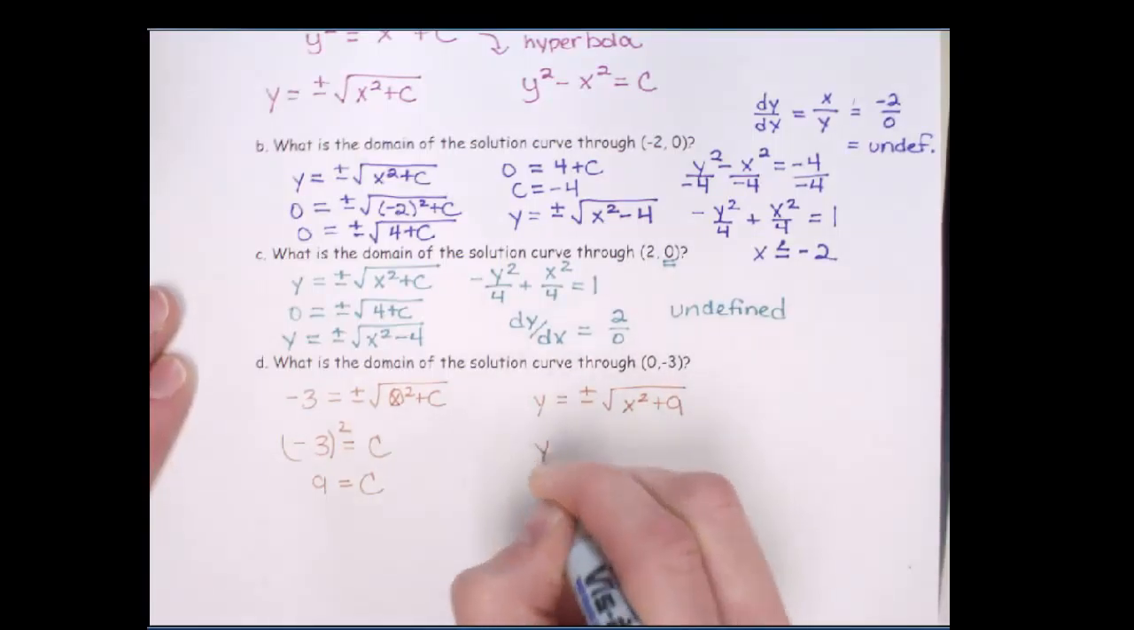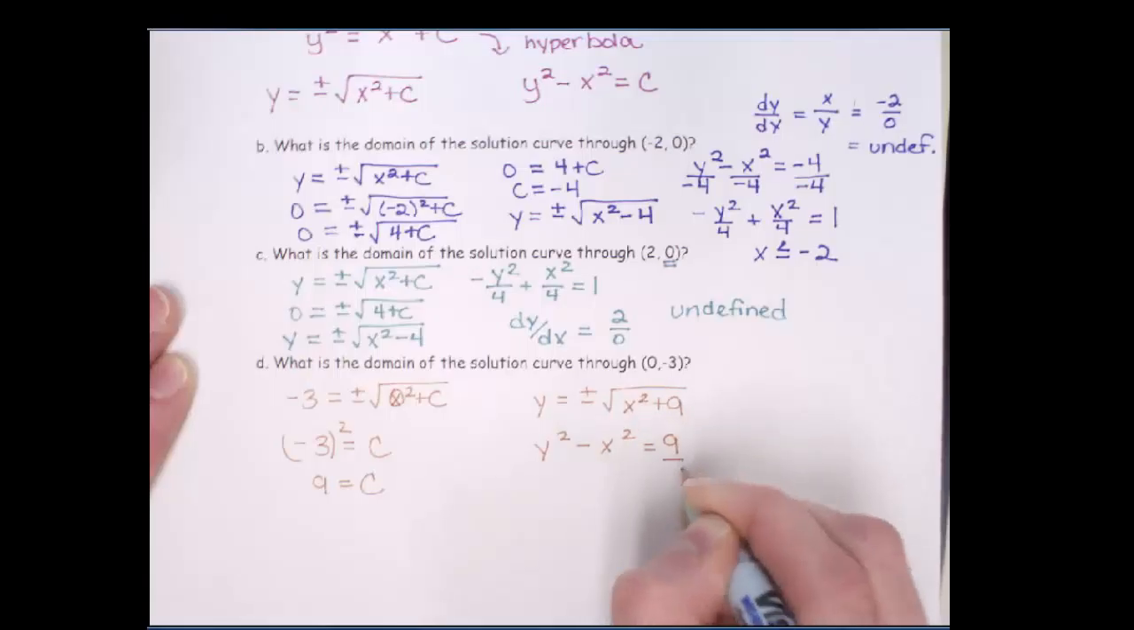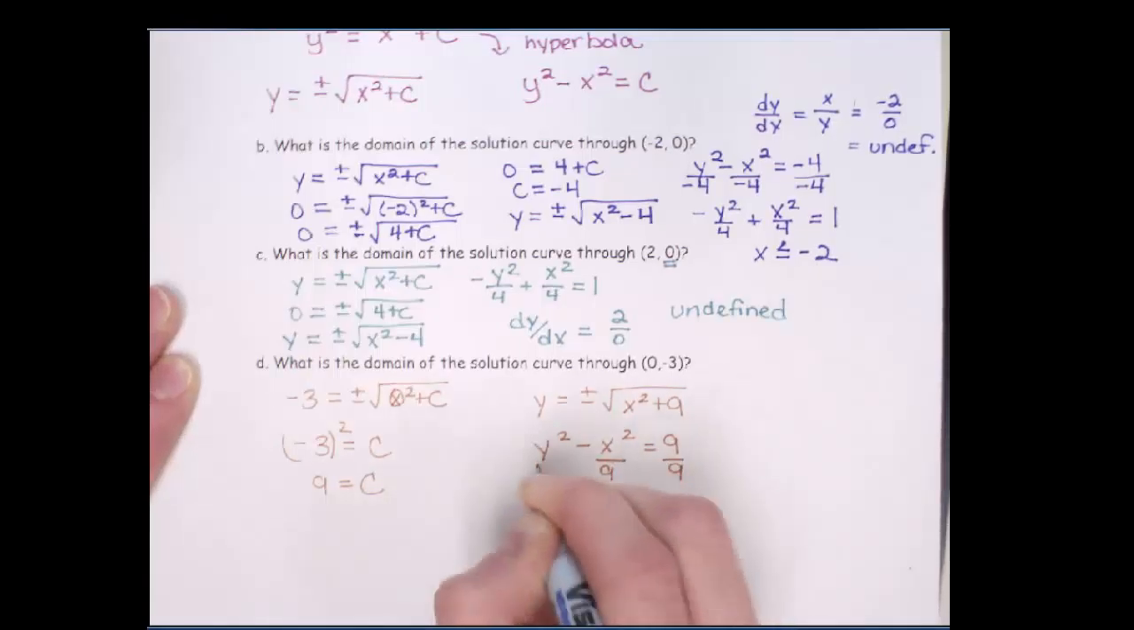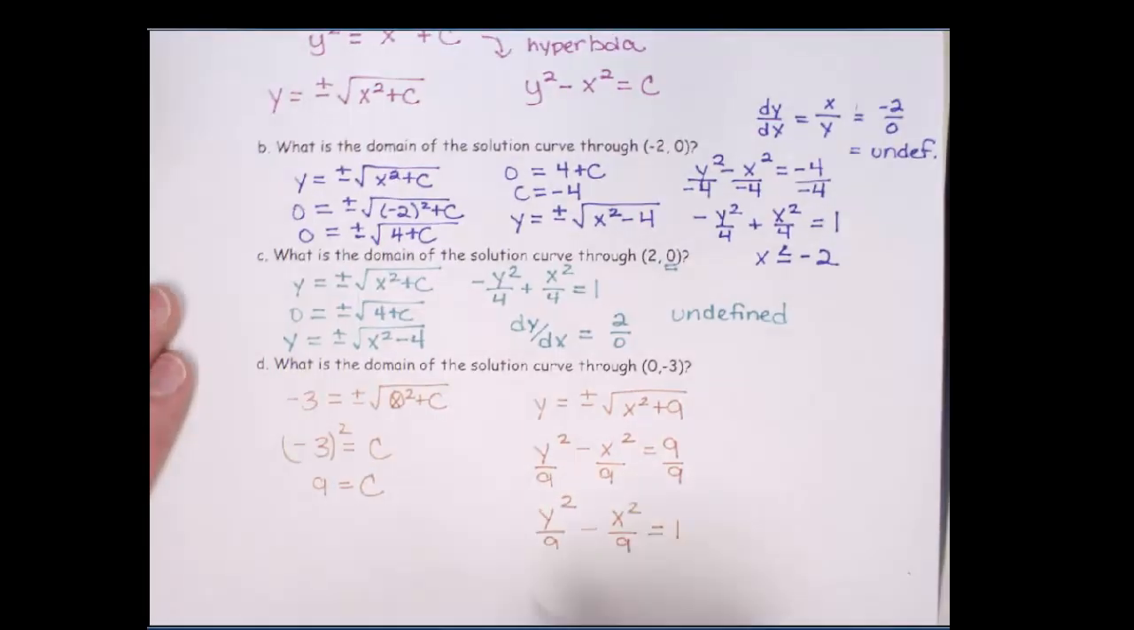So 9 equals c. So I get y equals plus or minus radical x squared plus 9. Or if you write this as a hyperbola, and then you divide it by 9 to make it equal to 1, this is a nice vertical hyperbola, because the y is positive. And so the domain of this is actually going to be all real numbers.